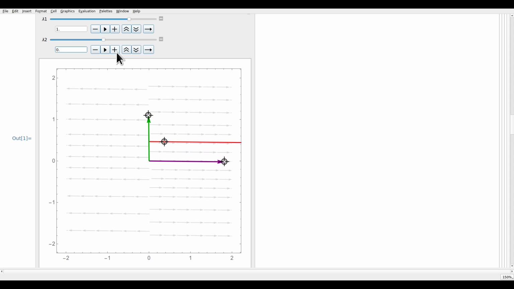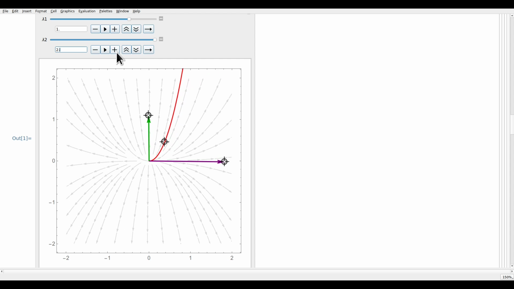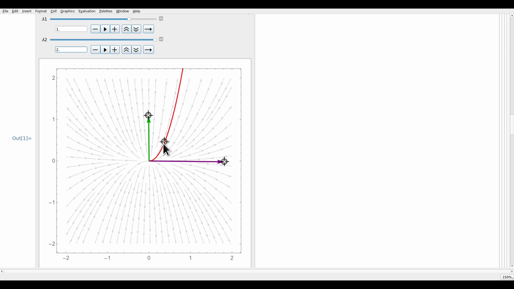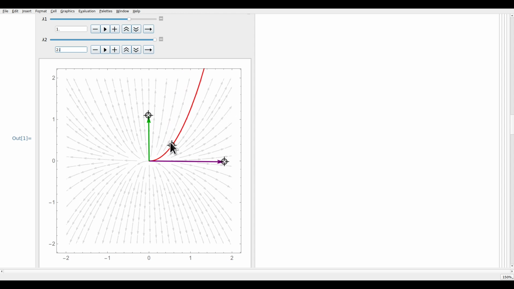And if I change things so that lambda 1 and lambda 2 are both positive, then now you can see solutions flowing away from the origin. This is the unstable node. And because lambda 2 is greater than lambda 1, the solutions swerve like this. Okay, so that is what a node, a saddle, stable and unstable nodes, and what saddles look like.